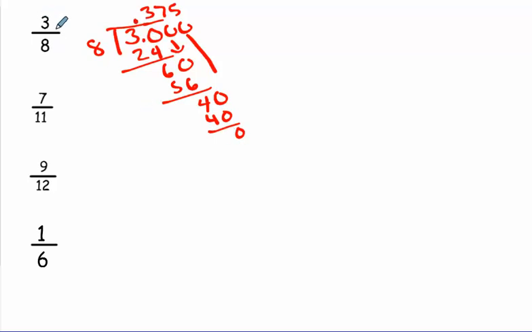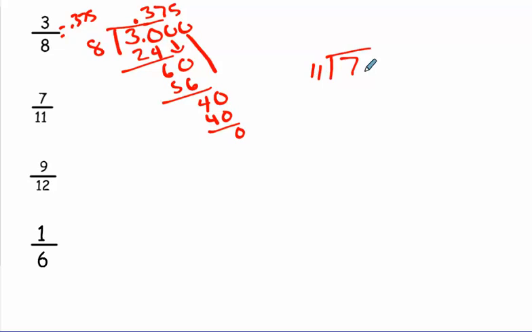Okay, so 3/8 is the same thing as 0.375 or 375 thousandths. Again, 3/8 is less than a half, so this number should be less than a half, which it is. Okay, all right, let's do the next one, 7/11. So divide the numerator by the denominator.